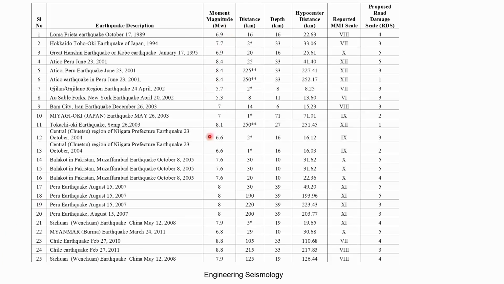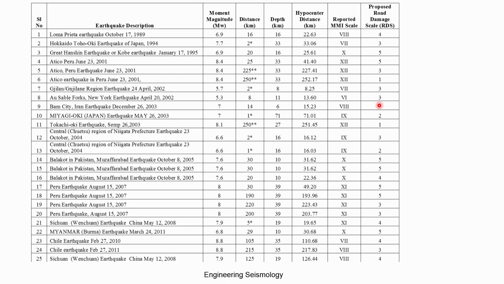So, you can see the magnitude, distance and depth of the earthquake, then the hypocentral distance and the reported MMI scale at that particular place. So, you can see there are many. Based on the damage description in the photos, we reclassified these damages using the RDS scale previously discussed. This is the new proposed RDS grouping. Okay, this new intensity has been assigned.